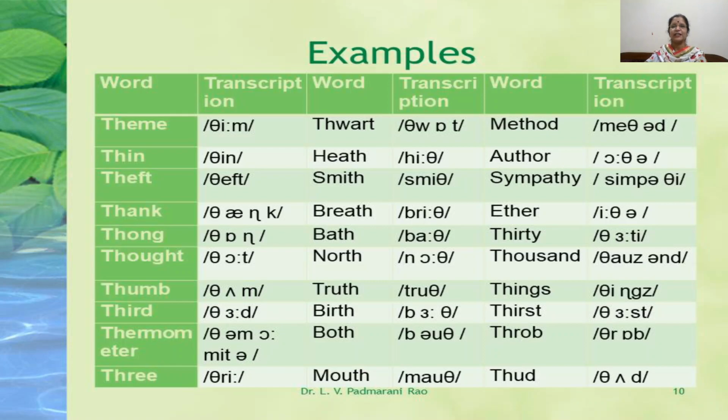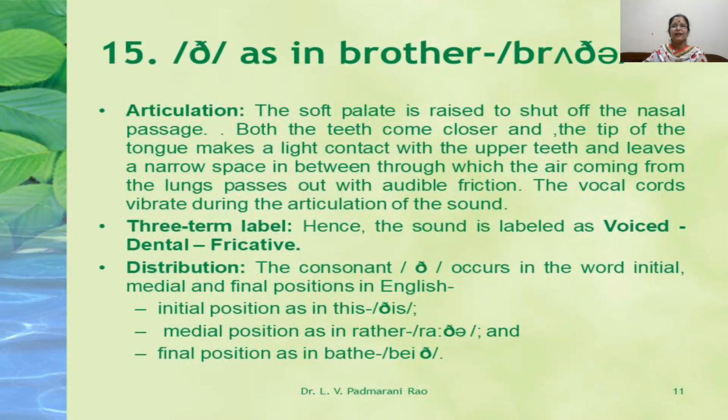Practice many times so that the sound will be reverberating in your ears and you can pronounce it better. The next sound that we have is the voiced counterpart, as in bother. The logic remains the same. The fricative attitude is to be shown for the production of the sound. So the soft palate is raised to shut off the nasal passage of air. Both the teeth come closer and the tip of the tongue makes a light contact with the upper teeth and leaves a narrow space in between through which the air coming out from the lungs passes out with audible friction. The vocal cords vibrate during the articulation of the sound.